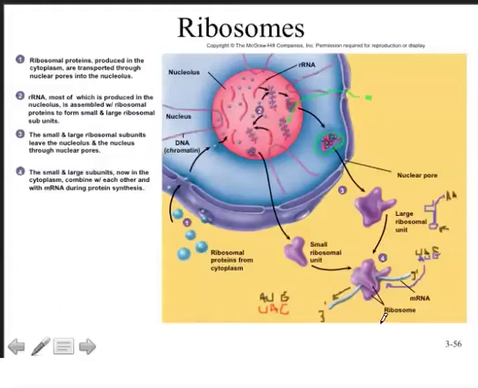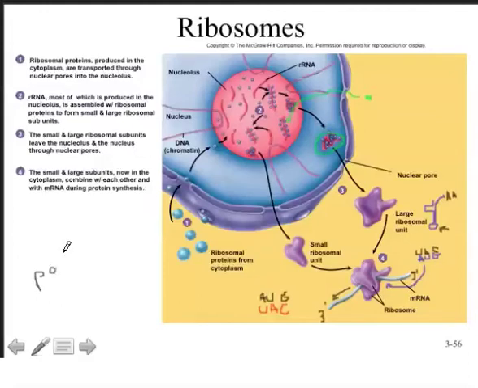Very often, if the product is needed in large amounts, a single message can be read over and over and over again, and that phenomenon where you've got many ribosomes moving down a single message is called a polysome.